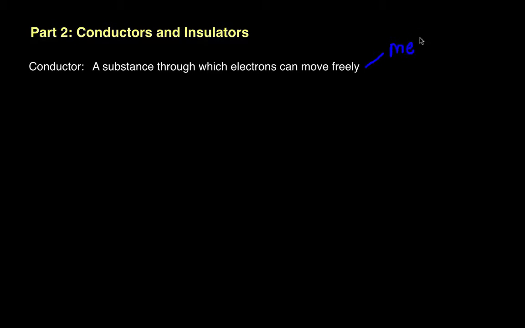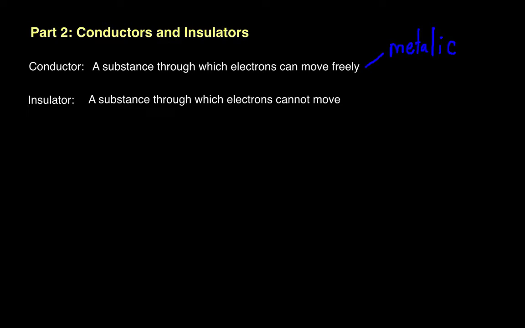Part 2, Conductors and Insulators. A conductor is any substance through which electrons can move freely. This is often considered to be metallic objects, but there are other kinds of conductors as well. It's just that metals are generally very good conductors. Insulators are substances through which electrons cannot move. These are things like rubbers and plastics often.